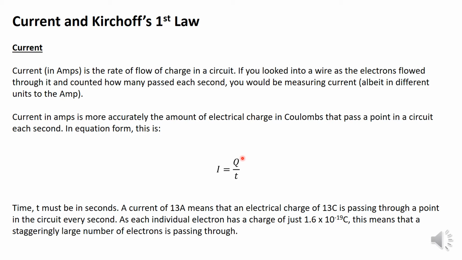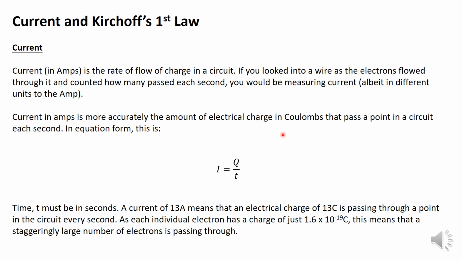So an enormous number. So we can't deal with currents by counting the individual electrons because there are simply too many. So we lump the electrons together into these groups of charge in coulombs. So that's current. So current is the rate of flow of charge over time.